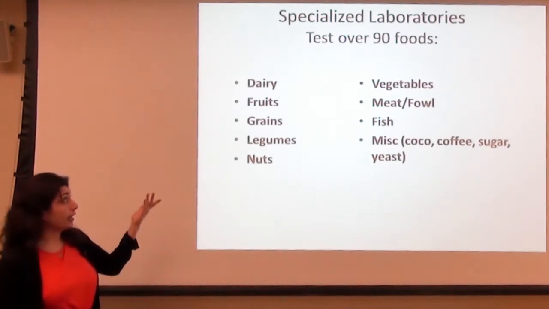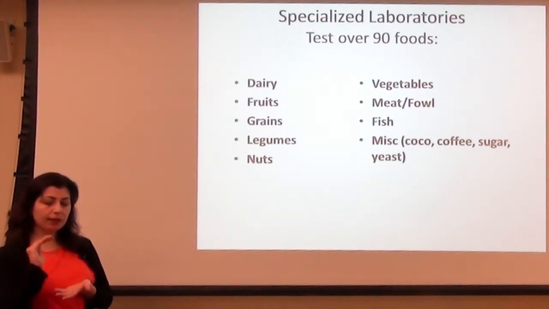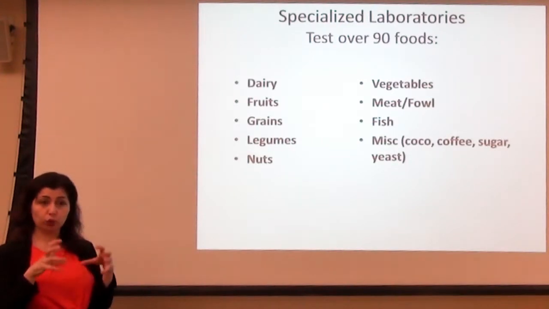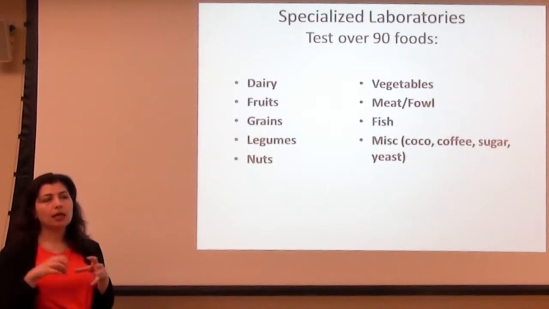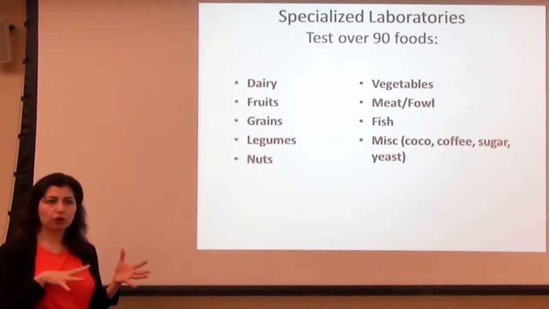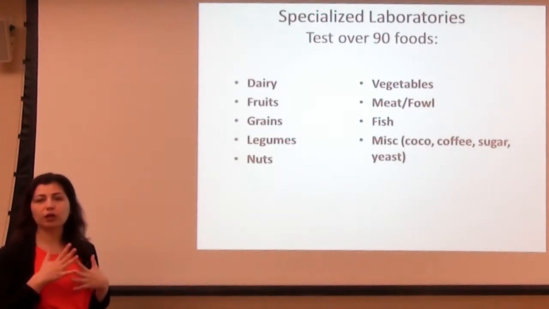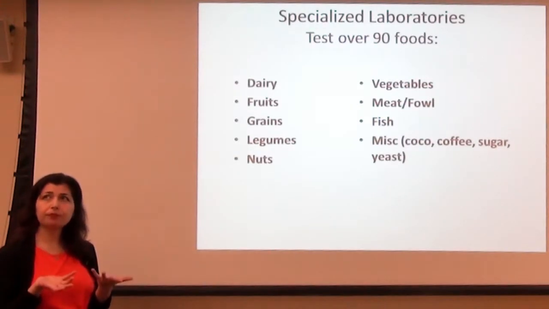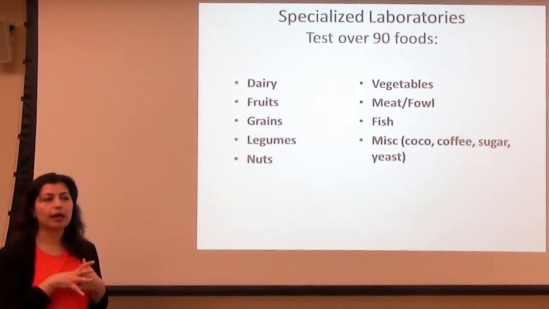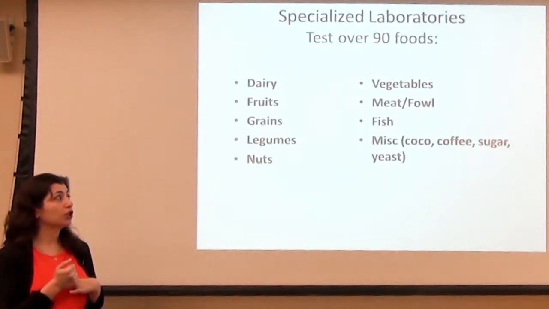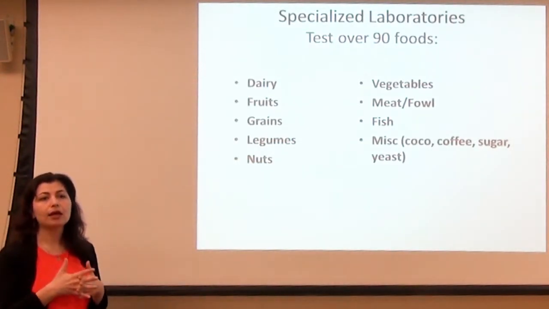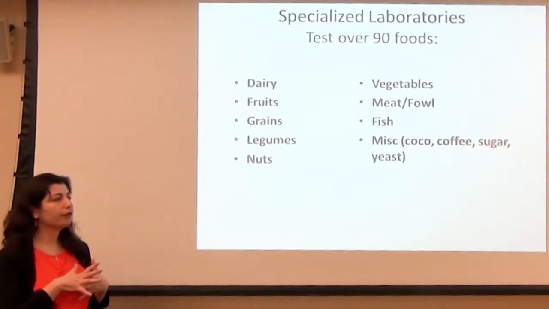And then grains. The grains can be broken into gluten, like wheat, barley, spelt, and rye, which has gluten, and then non-gluten grains. I'll check you for quinoa, buckwheat, and teff. So there are different grains that are non-gluten, and you can get checked for those.